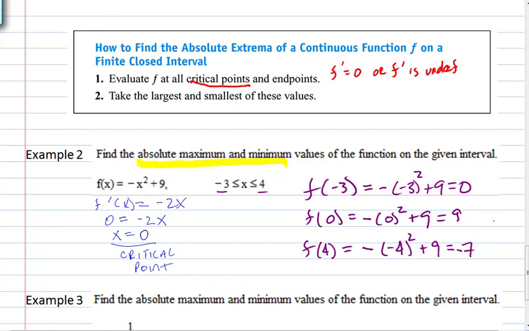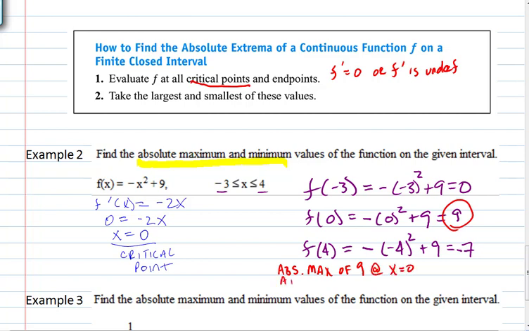So, do we have an absolute maximum? Yes. Remember, the absolute maximum or minimum is going to occur either at the endpoints or where the derivative is equal to 0 or undefined. This point right here is our absolute maximum. So we say then that we have an absolute maximum of 9 at x equals 0.